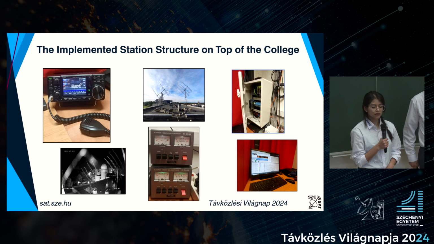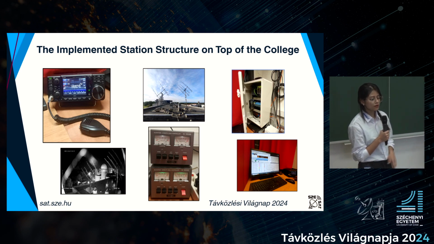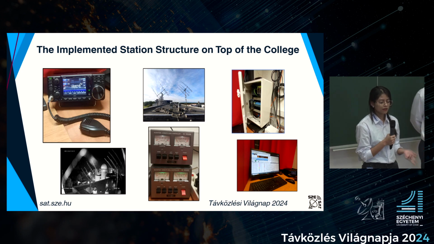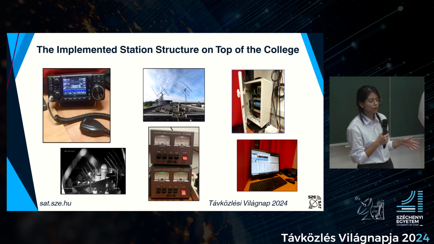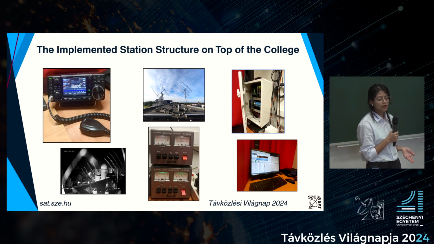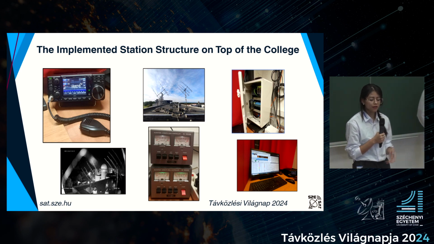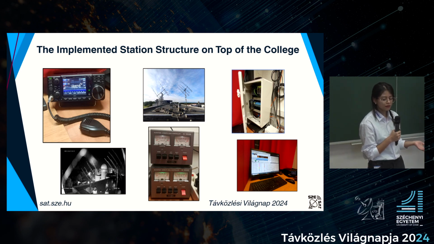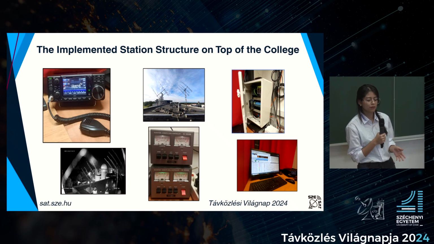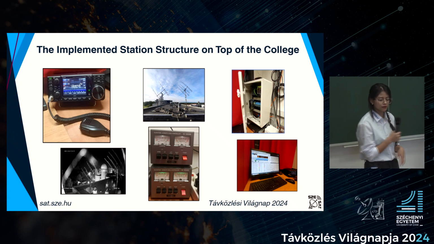In the implemented station structure on top of the college, we already have our radio equipment. We have the two giant antennas. We have a camera to view the movement of the antennas. Also, we have the elevation azimuth controller G5500. Also, we have a system to automate the rotor of the antennas. And we have computers with the software that we need, for example, G-Predict.